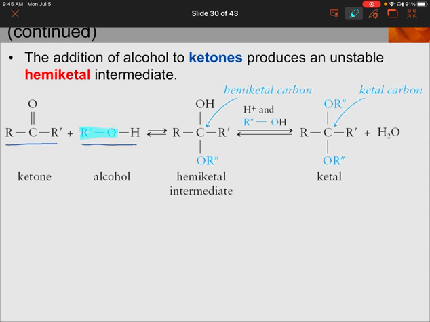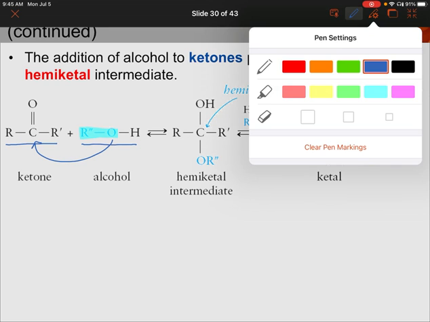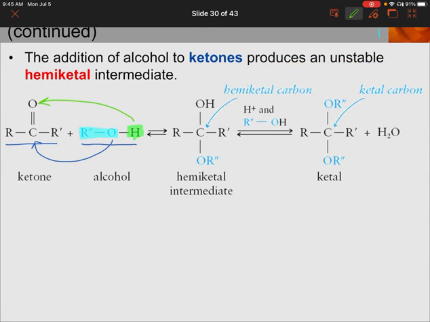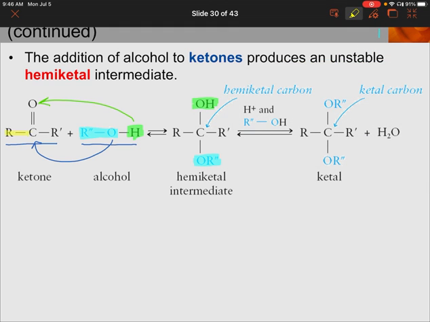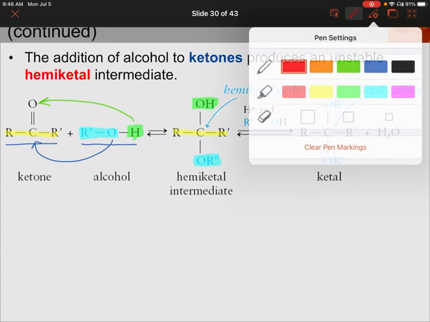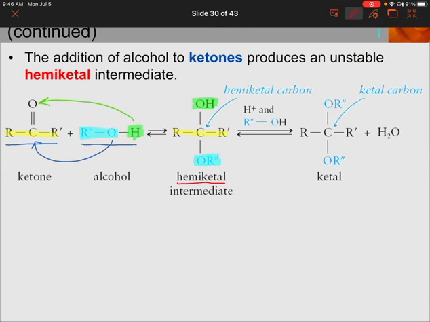So that OR group again is going to add to the carbon in the carbonyl group, and then the H will add to the oxygen at the top. So now we have an OR group on the bottom and an OH group on the top, similar to before. And the middle stays the same. So the difference here between the ketone and the aldehyde is that extra alkyl group in the middle, highlighted in yellow. So instead of a hemiacetal intermediate, we form something called a hemiketal intermediate.